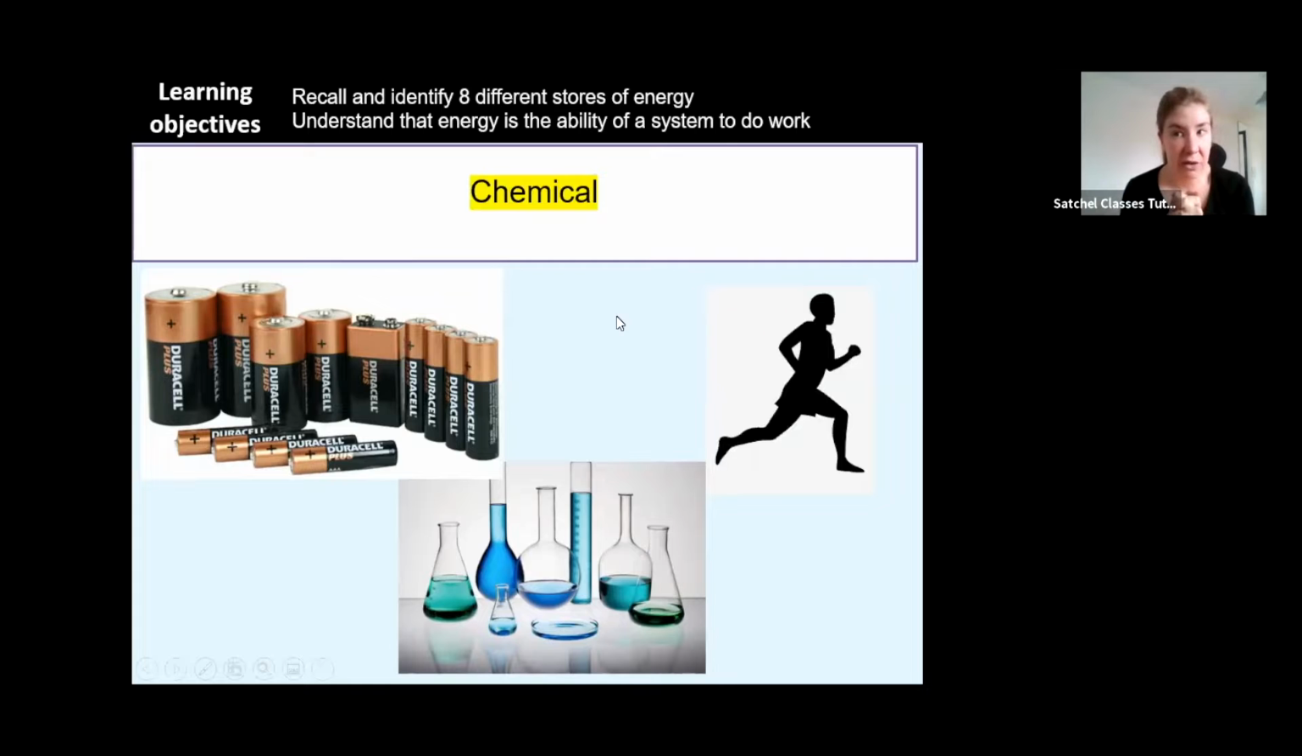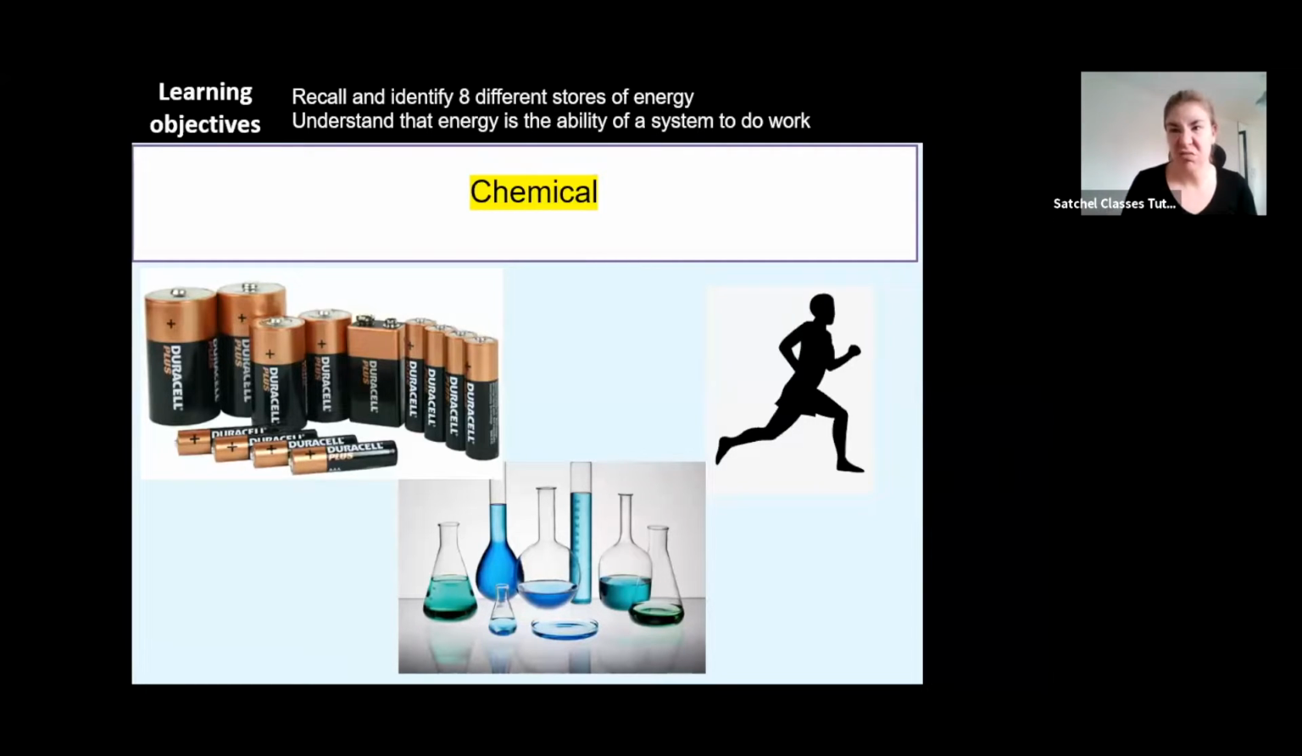Chemical, people get a little bit confused because it's really about any kind of reaction that is taking place. So I've put an image of a person here because I have a huge store of chemical energy. You have a huge store of chemical energy. All of your cells right now are respiring. They're making proteins. There's loads and loads of chemical reactions taking place in us.